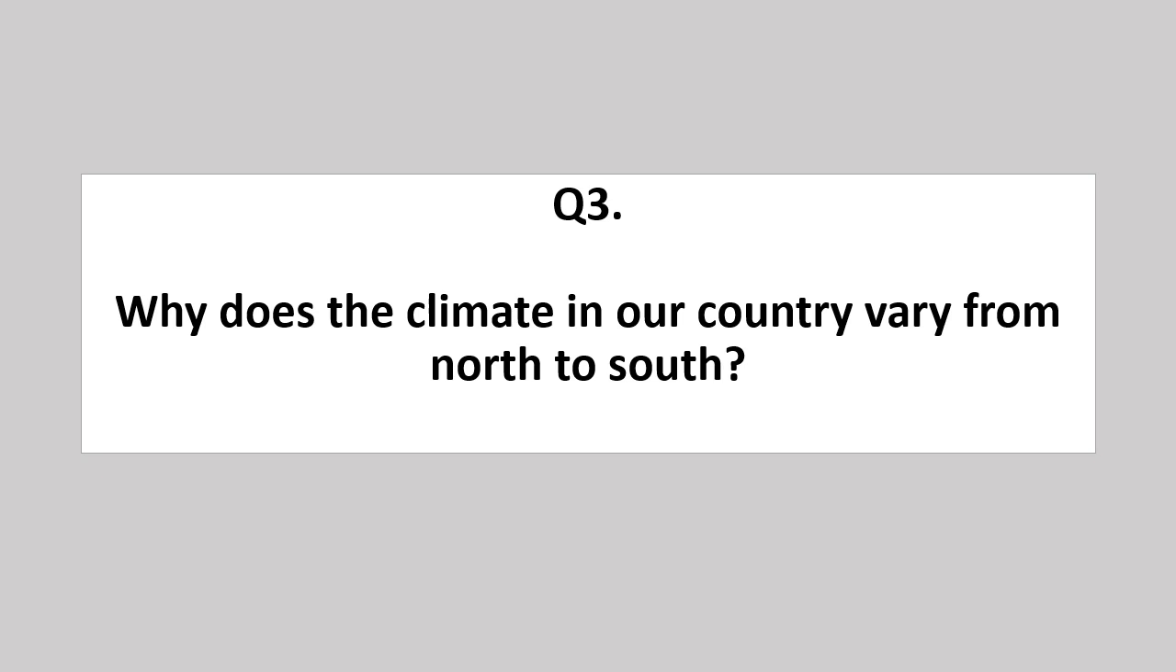A question can come like, why does the climate in our country vary from north to south? If you observe, there is an imaginary line that passes through our country, that is the Tropic of Cancer, 23.5 degree north latitude, right? This divides our country into two halves, and the northern part is in the temperate zone, whereas the southern part is in the tropical zone, because of which the southern part experiences a tropical climate and the northern part experiences a temperate climate. I hope this is clear.